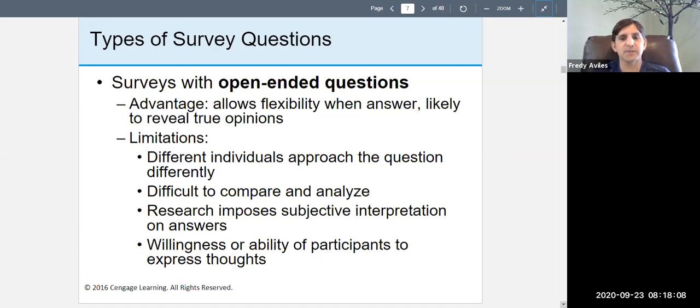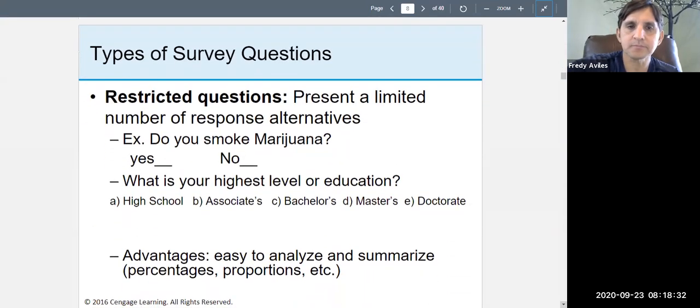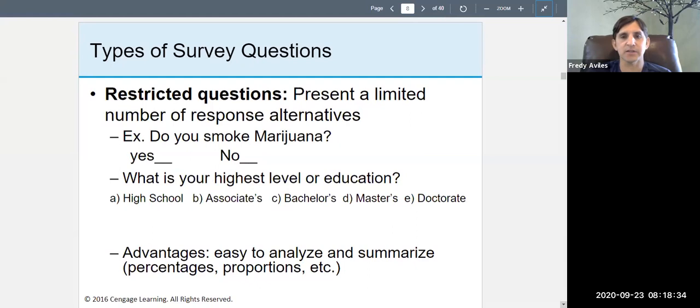Willingness or ability of participants to express thoughts. Okay, that can also be a problem. There are some participants that will write a bunch of stuff, and there are some that will just write a few words. And you're supposed to make all this work and somehow be able to analyze it. But yes, there will be quite a variety, a lot of variety when it comes to responses and how much people actually write. So I don't really recommend that you use those unless it's something simple like age, okay, something that's obvious how to answer it.